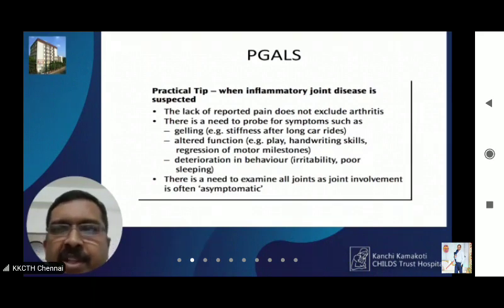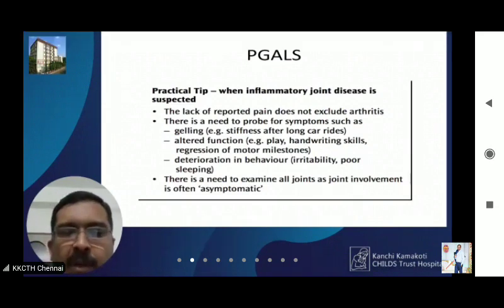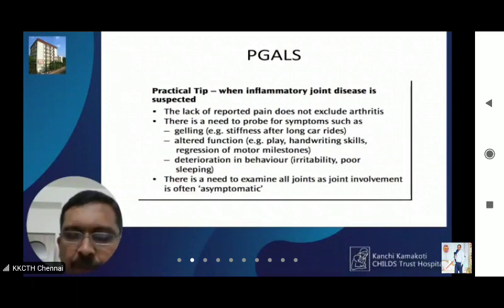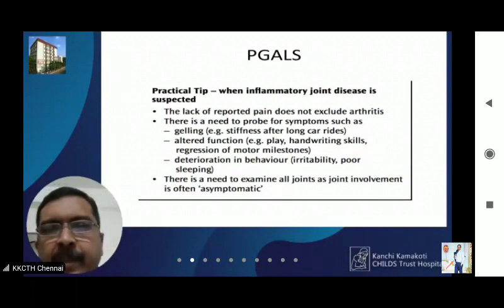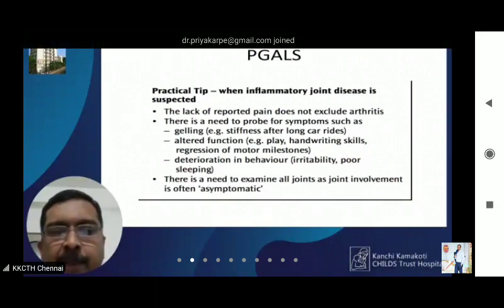And when a patient is brought to the clinic with one particular joint, you need to examine all the joints, not just the symptomatic one, but you need to examine all the asymptomatic ones too. The reason is that parents may think the child is limping because of a problem in the knee, but the actual pathology may be lying in the hip joint.